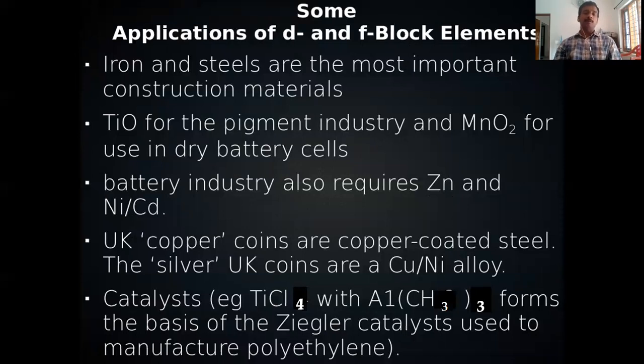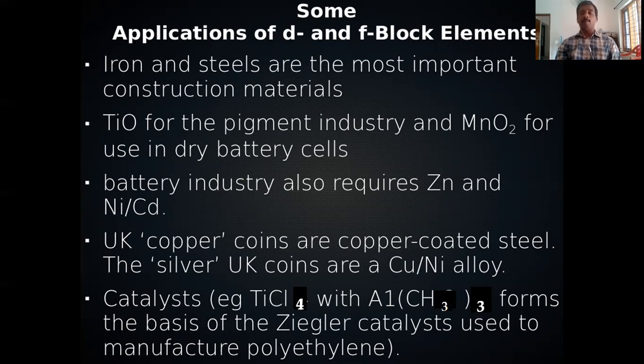Now we can see some of the uses and applications of d and f block elements. Iron and steel are the most important construction materials. All of you know it. Titanium oxide for the pigment industry and MnO2 for use in dry battery cells, along with the carbon electrode, manganese dioxide is used. Battery industry also requires zinc and nickel or cadmium. You may have heard about nickel cadmium cells. Mercury is also required in the battery industry.